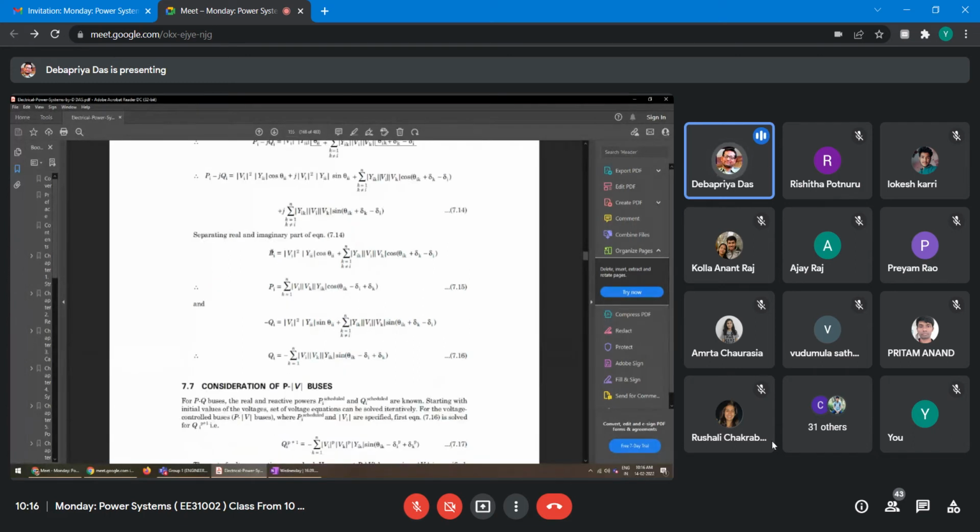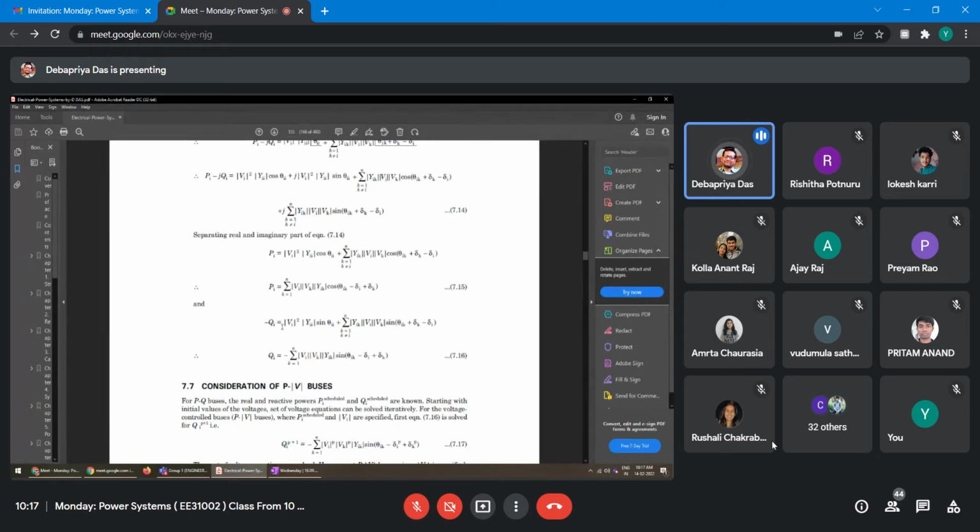If you separate the real and imaginary parts, Pi should be equal to this one, but this ith term is out. So when you put this ith term inside this sigma, then k not equal to i should not be there, right? So Pi is equal to the sum from k = 1 to n of |Vi| |Vk| |Yik| cosine(theta_ik minus delta_i plus delta_k).